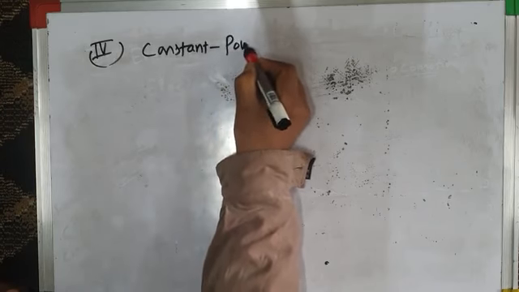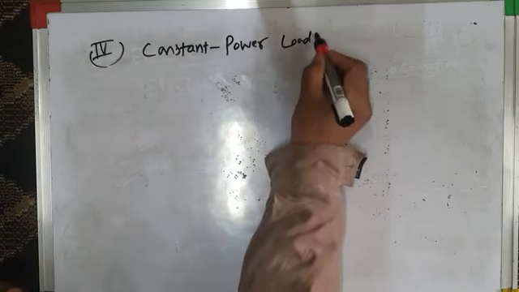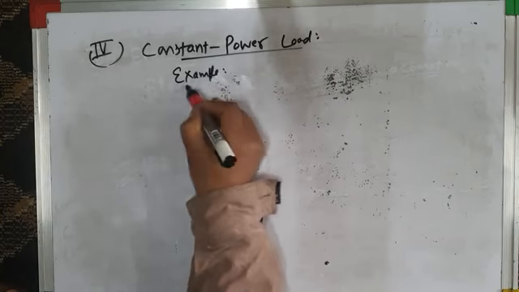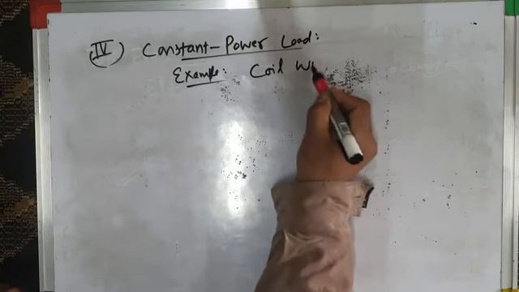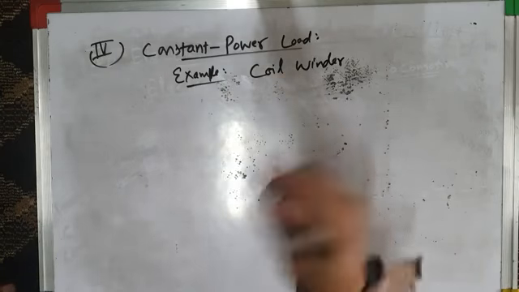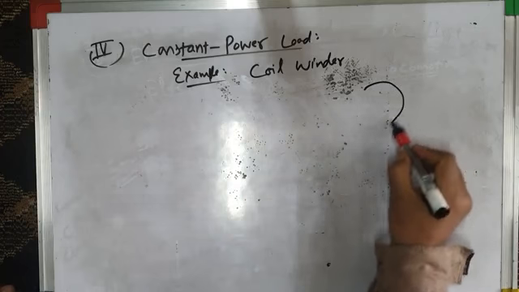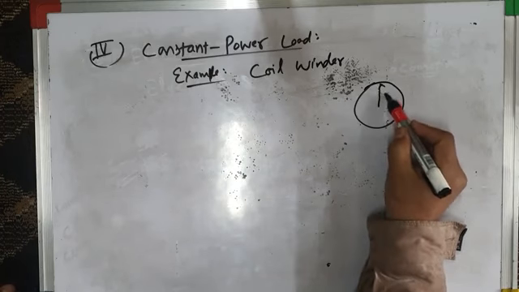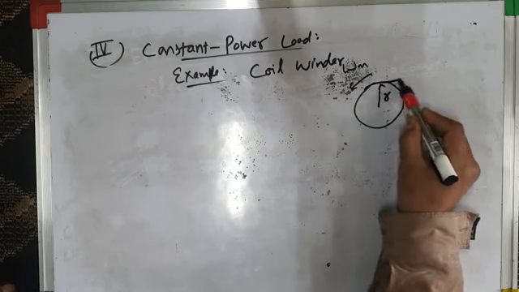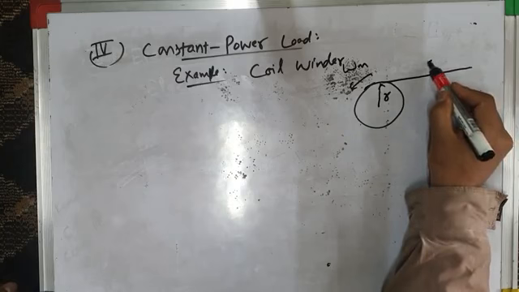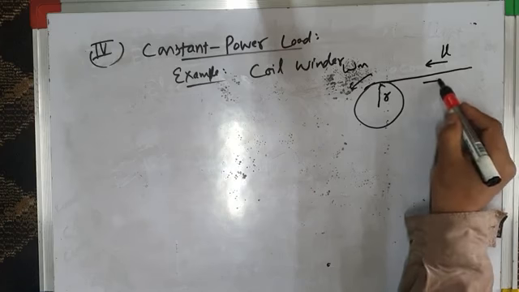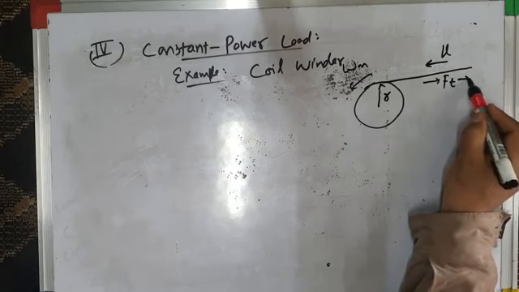Constant power load. One example of a constant power load is the coil winder. The job of a coil winder is to roll cloth around a sort of pulley. It's something like this. This is the pulley, this is the radius of the pulley, and the pulley rotates at a speed omega m. It is driven by a motor, and this is the belt which moves at a velocity v, and the tractive force developed is Ft.